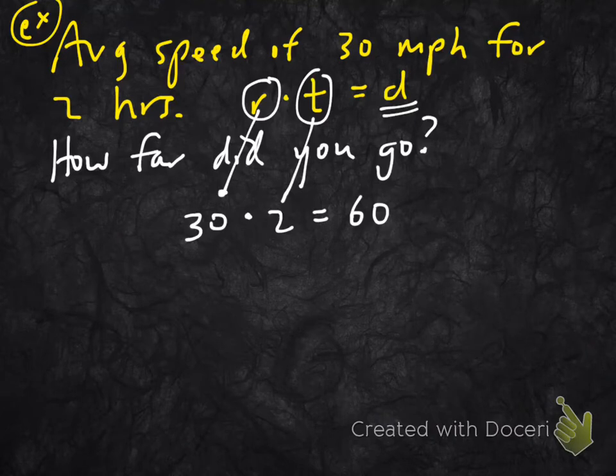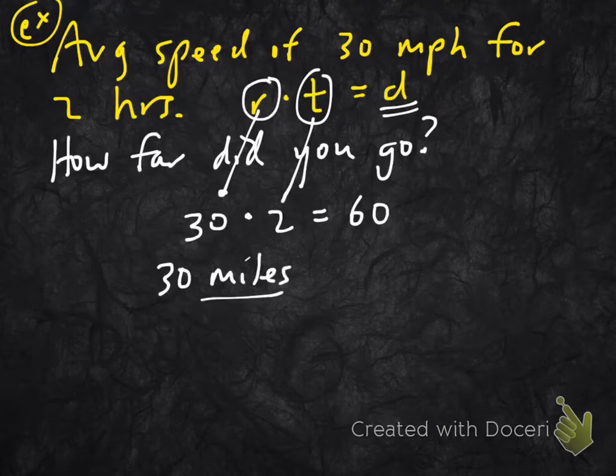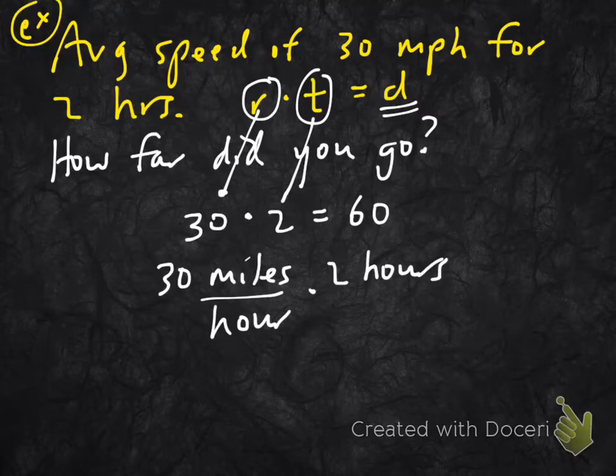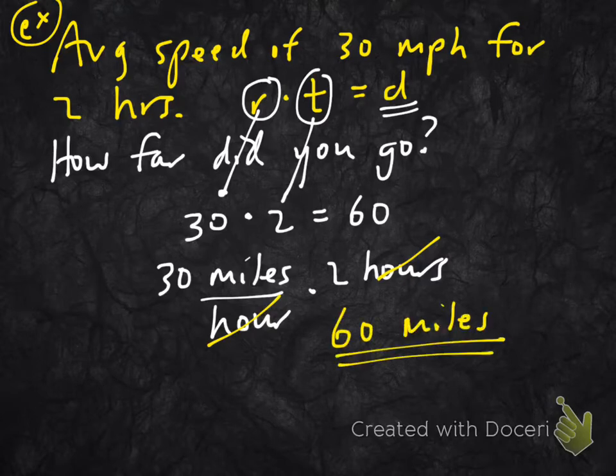But here's another way to kind of look at that. Let's include the units of measure. This will be really helpful if you get this. 30 miles per hour, and you travel for 2 hours. Well, just like you can cancel fractions, you can cancel these units of measure. You can cancel the hours and take a look at what happens. If you go 30 miles in 1 hour, then you go for 2 hours, you cancel the hours and you get 60 miles. Okay, so you've traveled 60 miles.